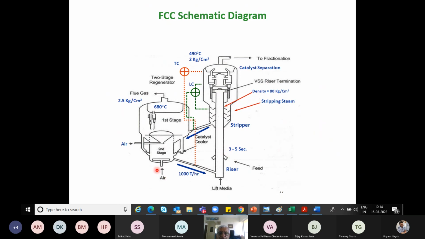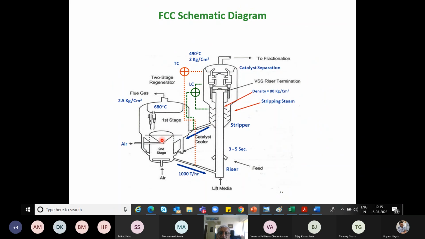One is of course the heat balance, and that heat balance is maintained by this slide valve. So for example, if the operator wants to go from 490 to 492 degrees Celsius, and he punches in a change in the set point of the DCS, what will happen is that this particular controller will start opening this valve, so that more hot catalyst comes in. More hot catalyst comes in, the more will be the temperature here, the more will be the coke deposit.